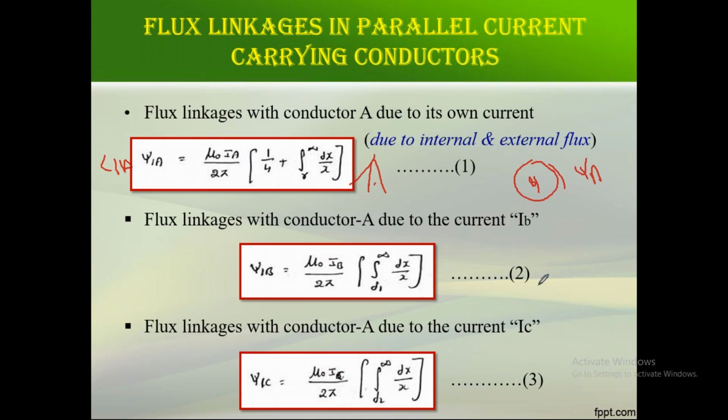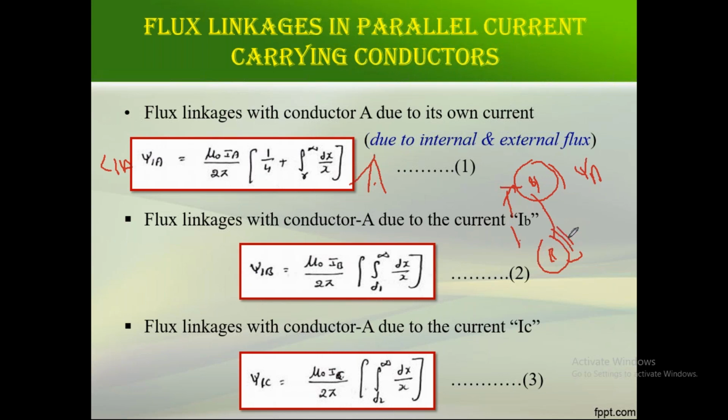So it means that the flux generated by B will link with the flux of A, and it is given by psi 1b. And this equation we can obtain only for the external flux. Why? Because when B is generating a flux, only the external flux links with A, right? So that is the case here. And here the flux travels from D1 to infinity. Why? Because from A to B, what is the distance? D1, right? From here to here, D1.